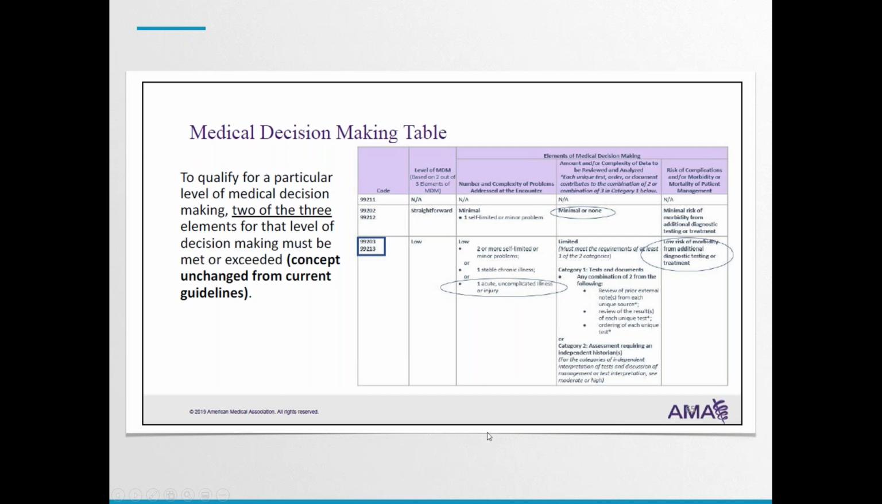Okay, so now that we have all of the information on the three columns, again, we want to stress it is the best 2 out of 3. So in this example here, the patient came in, they have one acute uncomplicated illness or injury. The doctor did not do any testing, didn't look at any data, but maybe they gave them some over-the-counter medication, so they're at low risk. The best 2 out of 3. If this were a new patient, it would be a 99203. Established patient is 99213.